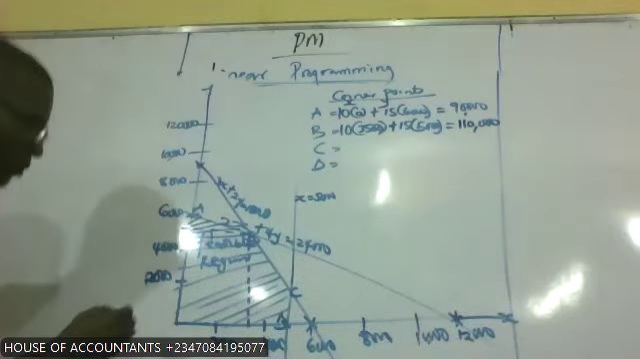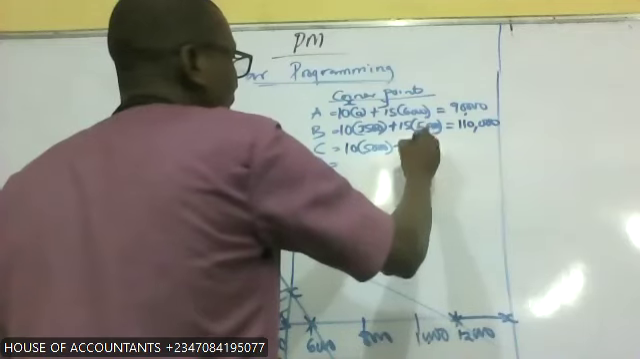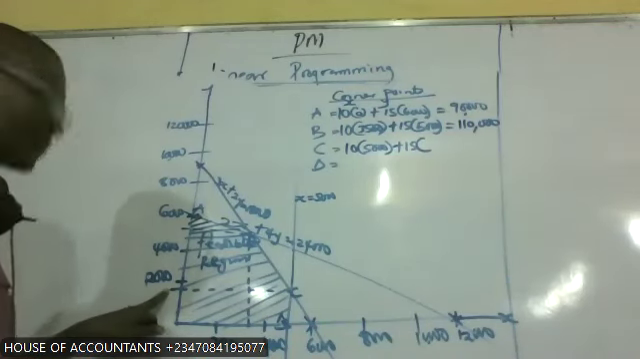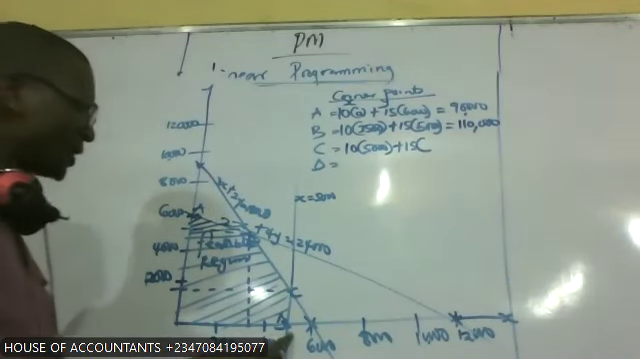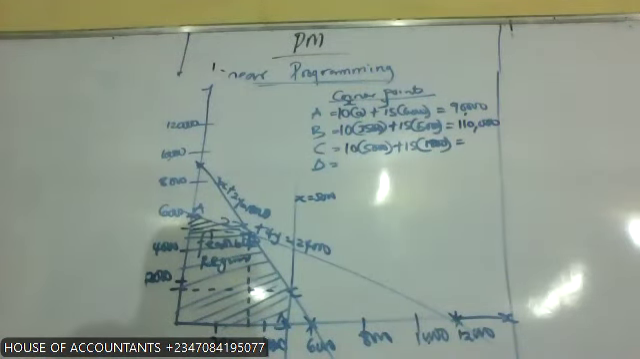Then C. X is 5,000. Sorry, X is 15. And Y is 1.8. So now we have done X. Y is 1,800. What is the total? 77,000. 77.